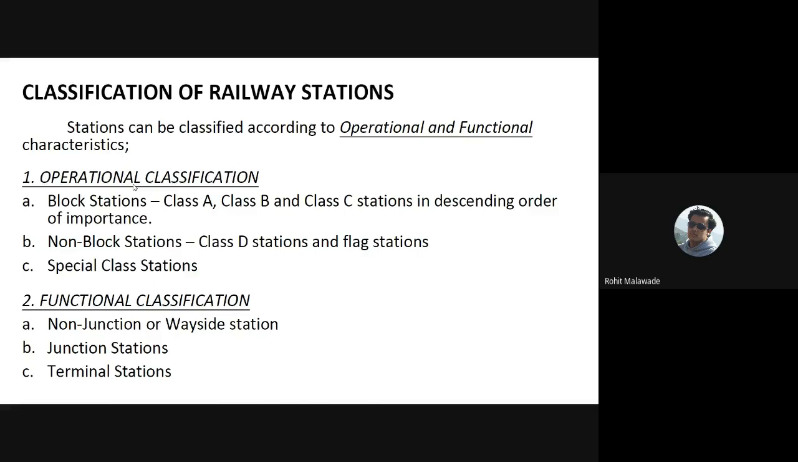In block stations, we are going to classify them into class A, class B, and class C stations according to their importance. Non-block stations are classified under class D, and then special class stations. Next is the functional classification. We are going to have the non-junction or wayside station, then the junction station, and next the terminal station. We will see classification of stations one by one.